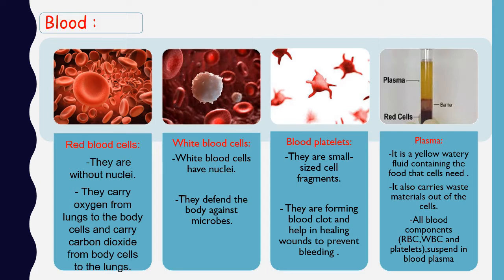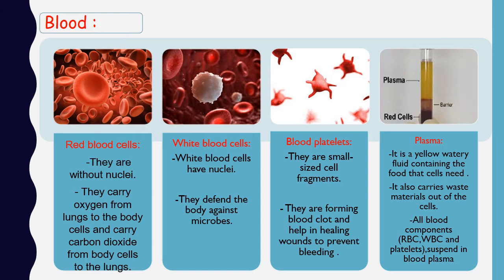Number 3, blood platelets. Also, they are cells. They are small sized cells. They form blood clots. What's the meaning of blood clot? It looks like a cover. When there is any wound on your skin, these blood platelets will catch each other and make a cover. This cover is called the blood clot. It helps in healing the wounds and prevents bleeding.